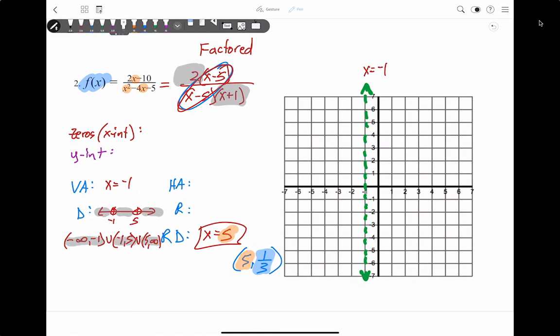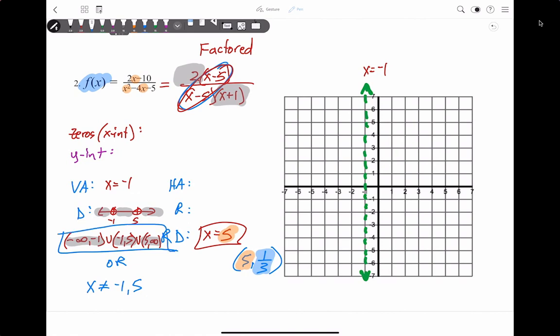Now, another way that you could do this, you could just say it's going to be everywhere except for those places. So we could have written it like this. The domain is x's that are not equal to -1 and 5. Okay, that's another way that you could have shown all of this for a domain.